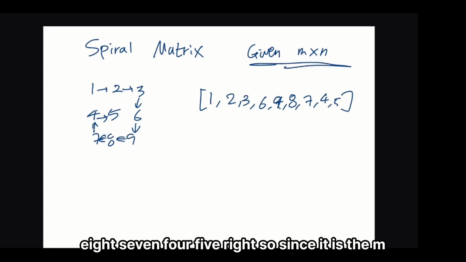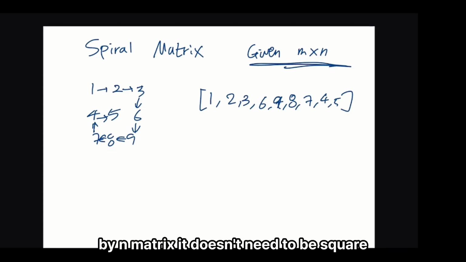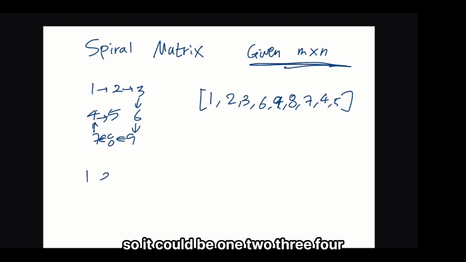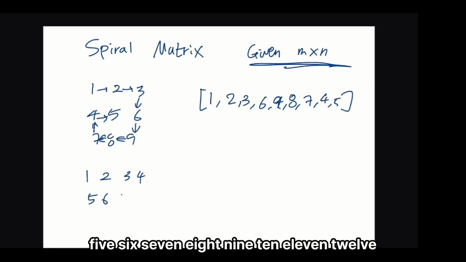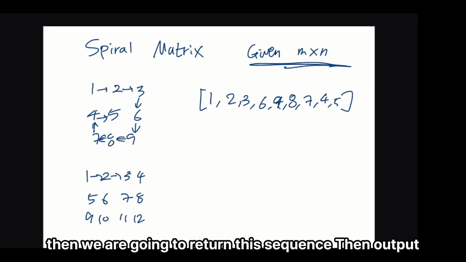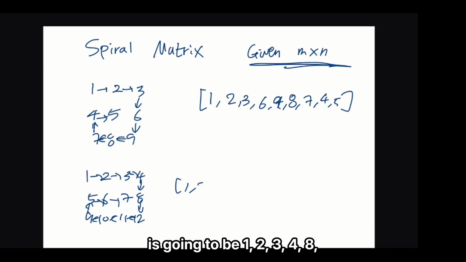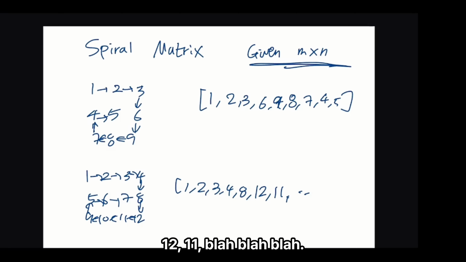Since it is an m by n matrix, it doesn't need to be square. So it could be 1, 2, 3, 4, 5, 6, 7, 8, 9, 10, 11, 12. Then we're going to return this sequence. Then the output is going to be 1, 2, 3, 4, 8, 12, 11, and so on.